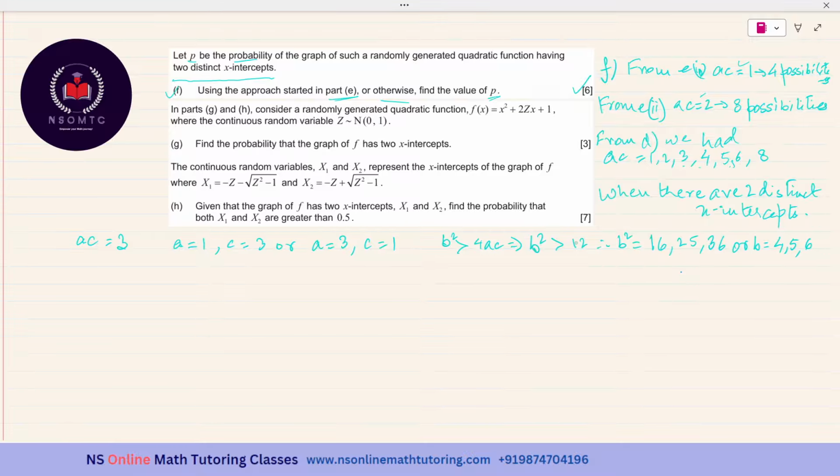Therefore, we are having ABC as 1, 4, 3, 1, 5, 3, 1, 6, 3, multiplied by 2, because I'll be having 3, 4, 1, 3, 5, 1 and 3, 6, 1. Okay. So therefore, 6 possible quadratic functions.